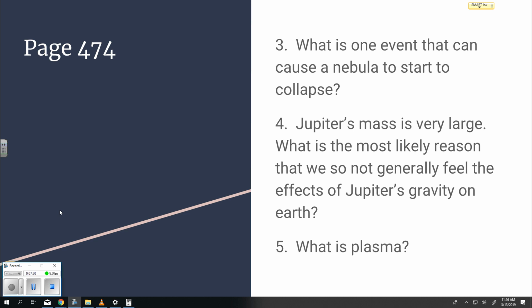Question 5. What is plasma? Answer. A hot gas made of electrically charged particles.